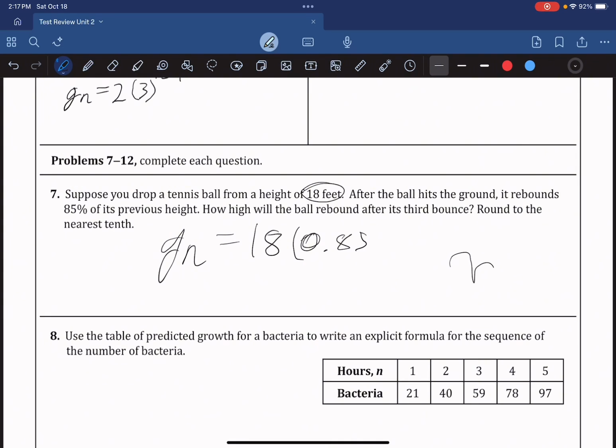You want your ball to bounce, bounce, bounce. It wouldn't make sense for the ball to be higher than when you first threw it. And since your 18 is your g of 0 term, you would do n minus 0, which simplified is just n, right? So once your third bounce, g of n equals 18 times 0.85 to the 3. And that should equal, it says round to the nearest tenth, 11.1, okay?